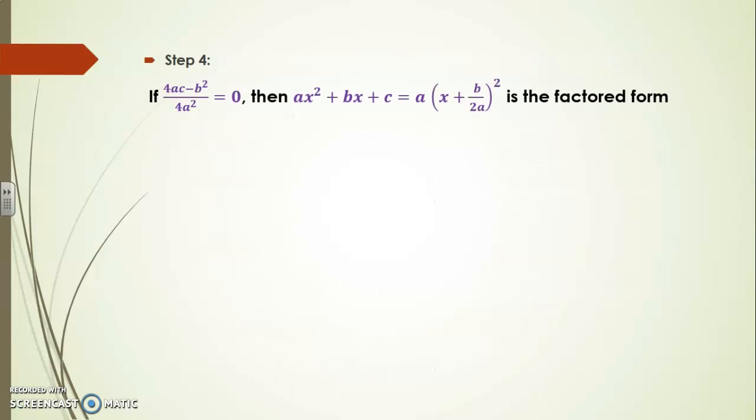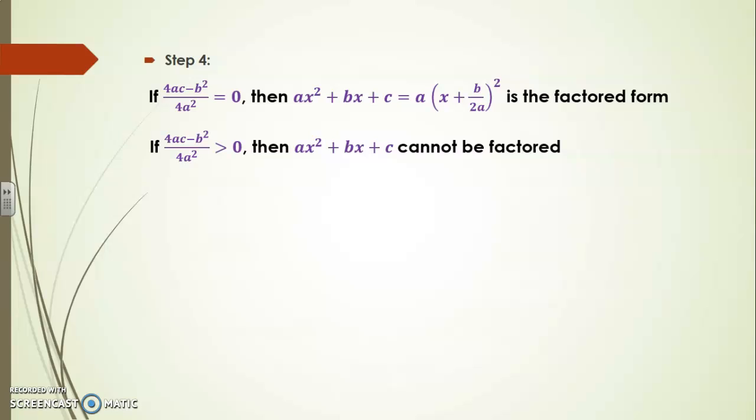Step 4 depends on what 4ac minus b squared is equal to. If 4ac minus b squared over 4a squared is 0, then ax squared plus bx plus c is equal to a times x plus b over 2a squared. And the factored form is done.